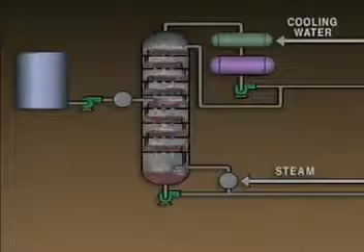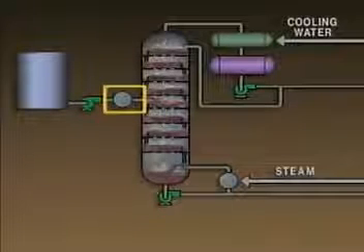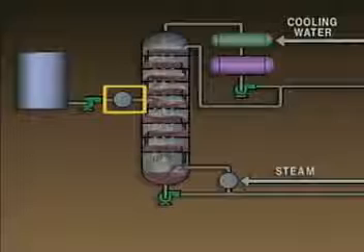Temperatures in a distillation system are typically controlled in three ways. One way is to control the temperature of the feed mixture by using a preheater. This regulates the temperature at the feed point.